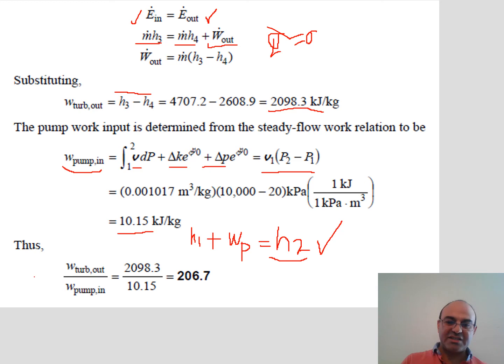So the last step is to find the ratio of the pump work to turbine work, or turbine work to pump work. If we plug in the numbers, the ratio is 206.7. The ratio of the turbine work with respect to the pump is very large. The turbine work is much larger than the pump work.